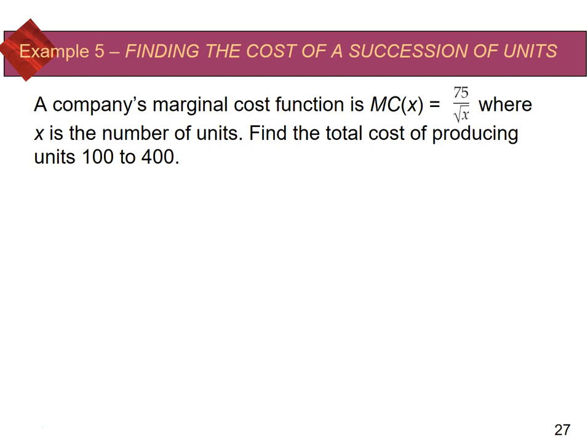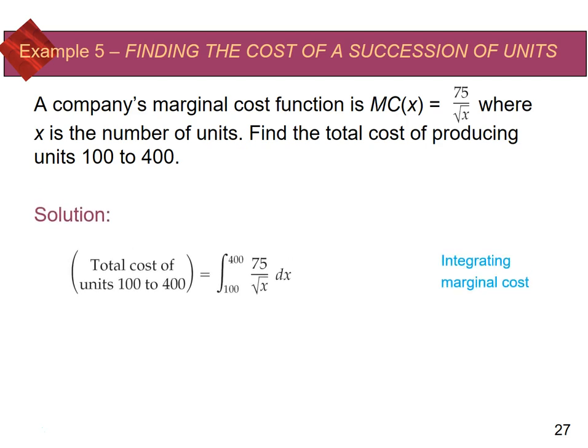So we just have the integral from 100 to 400 of 75 over the square root of x dx. Of course, we move the 75 to the outside because it's a constant multiple. We turn the x into x to the negative 1/2, so we can use the exponent rule for integrals.